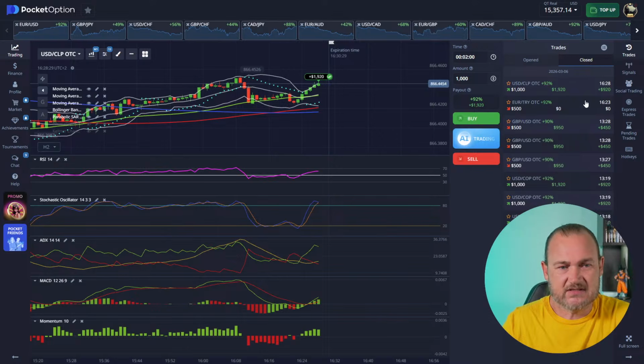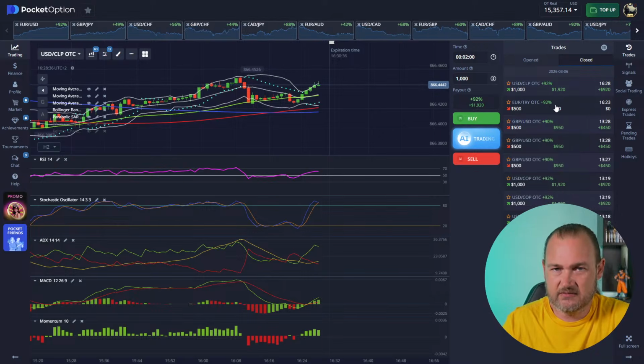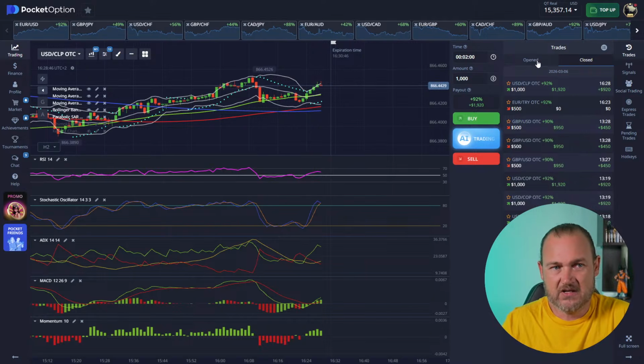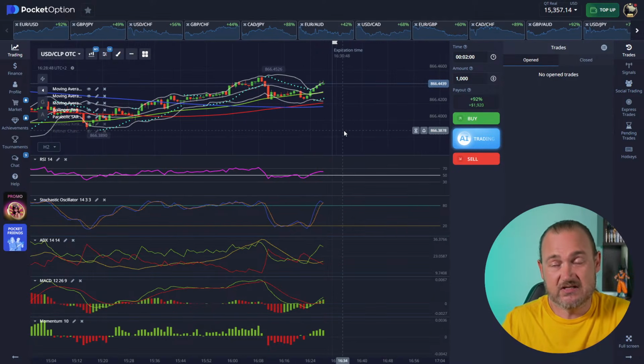Now, if I look at my trades that I took, my first one was a loss. I did not double down on my losing trade, and my second trade was a win. So I recovered the 500 that I lost in the previous trade, and I made 420 profit. So this is the way you need to use Martingale.